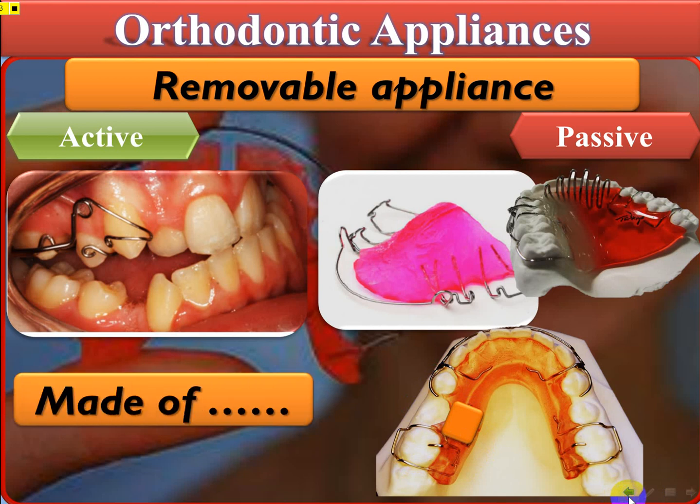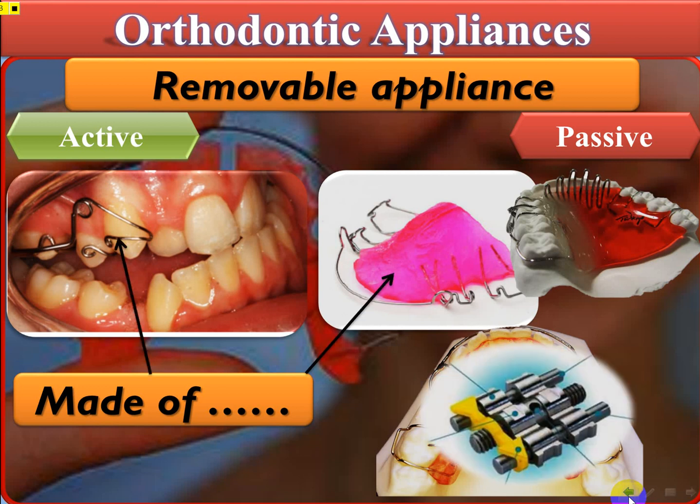The removable appliance, whether it is passive or active, is made from the following materials. It is made from acrylic, stainless steel wire, and others like screws or elastics. So these are simply the materials that the removable appliance is made from.